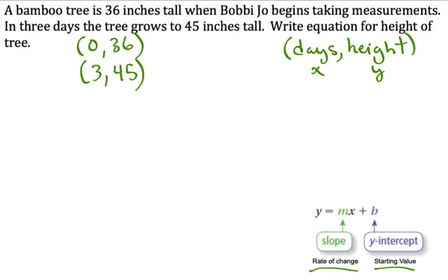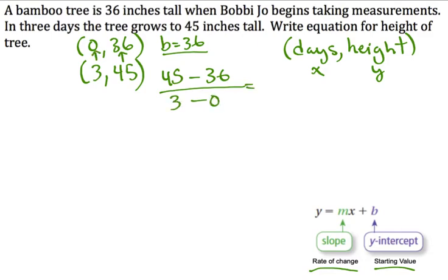Now a point is going to be something that relates the x with the y, in this case the days with the height. We know 0 days is 36, 3 days is 45. First I would identify the y-intercept as 36. Next, let's find the slope. We could do 45 minus 36 on top, keeping it positive, and 3 minus 0 on the bottom. 45 minus 36 is 9, 3 minus 0 is 3, so we get a slope of 3.